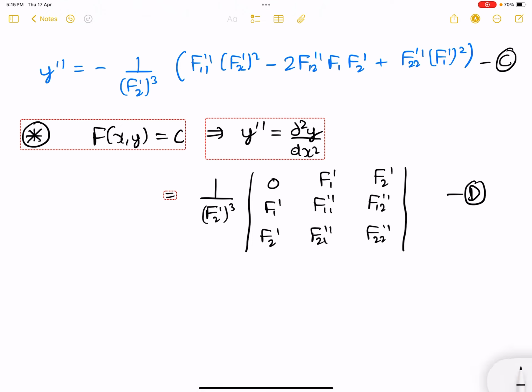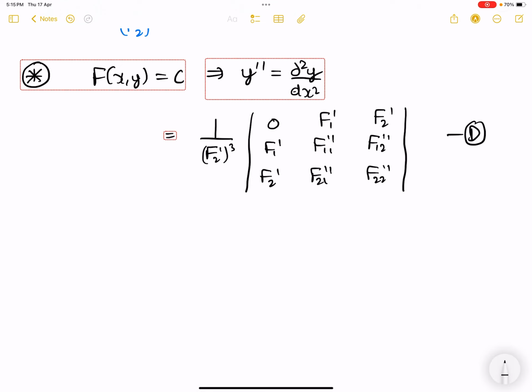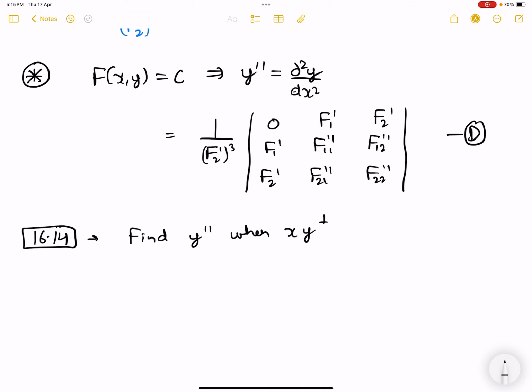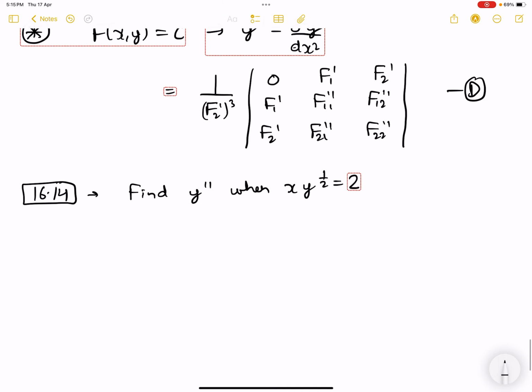Okay, let's do an example, 16.14. Find y double dash when x y to the power half equals to 2. So I would expect you to solve this.